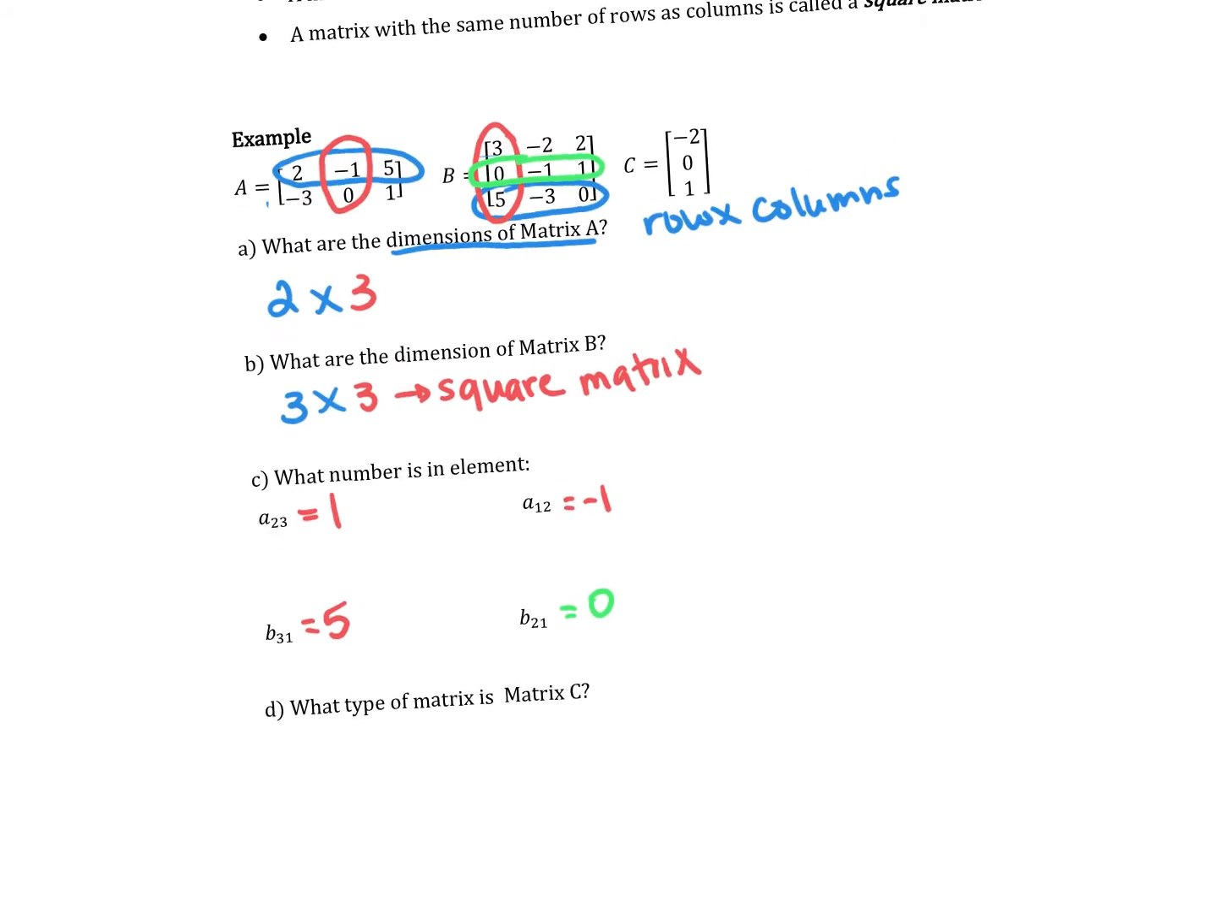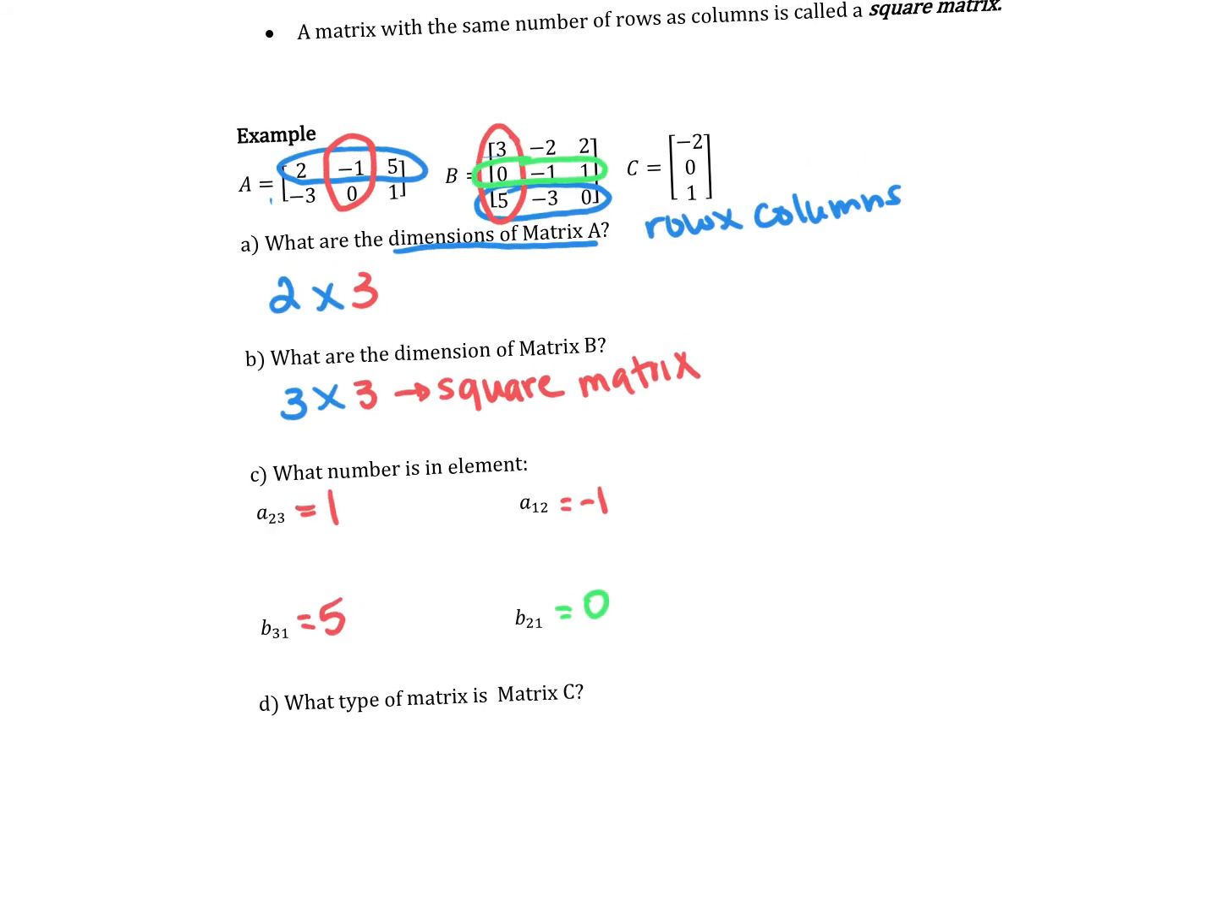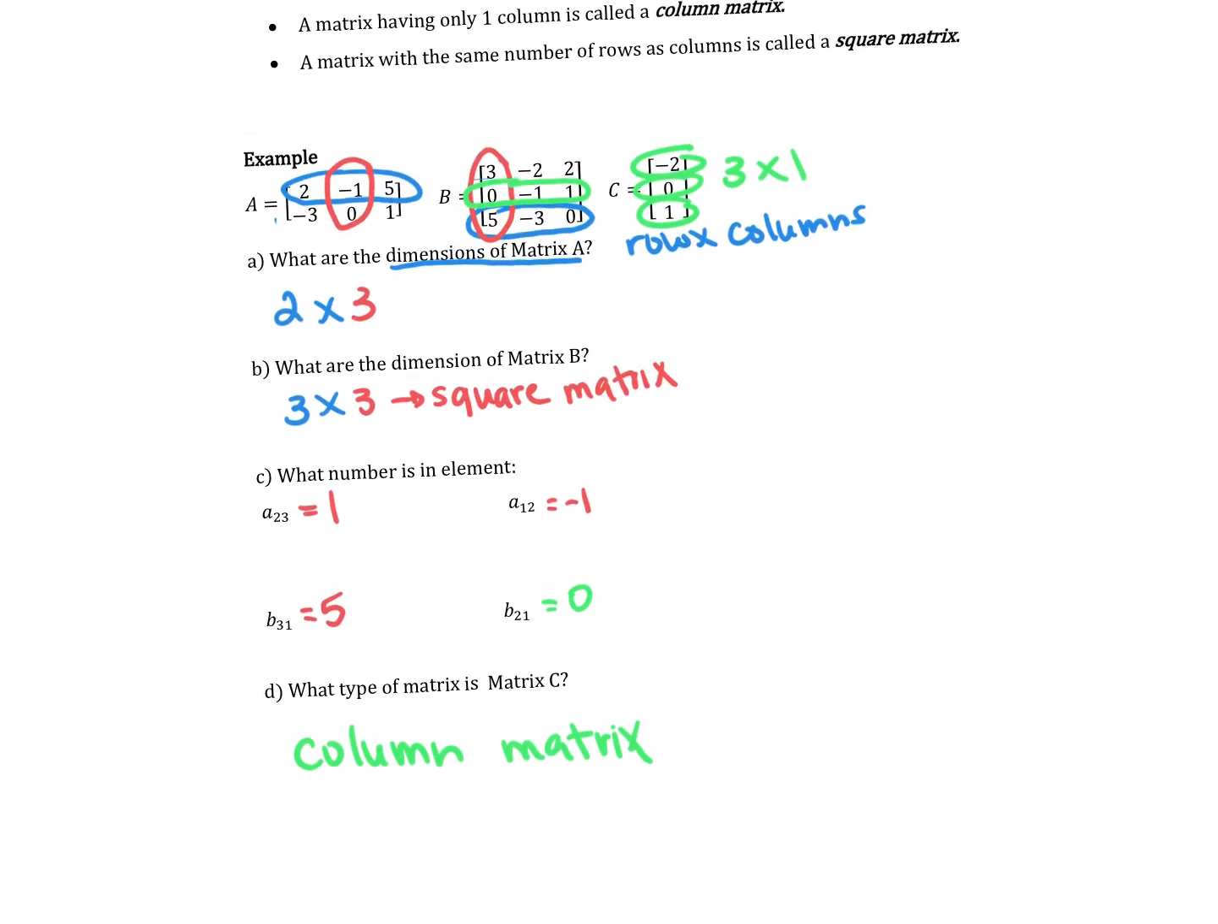The last part asks, what type of matrix is matrix C? Notice the dimensions of matrix C are 3 rows by 1 column, so you have a 3 by 1 here. Because you only have 1 column, this is what we call a column matrix. So this is just an introduction to what a matrix is.